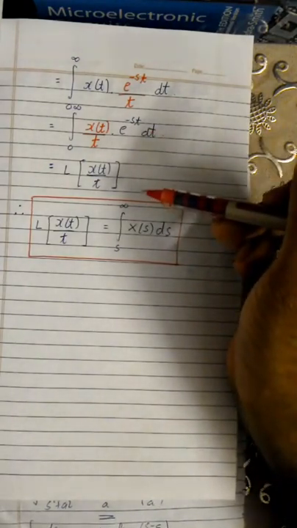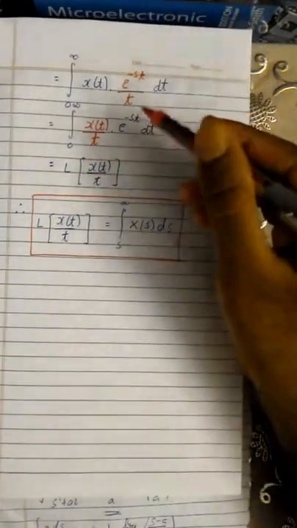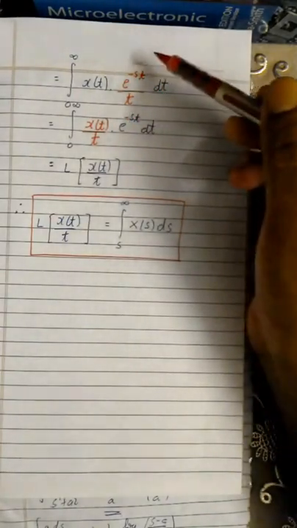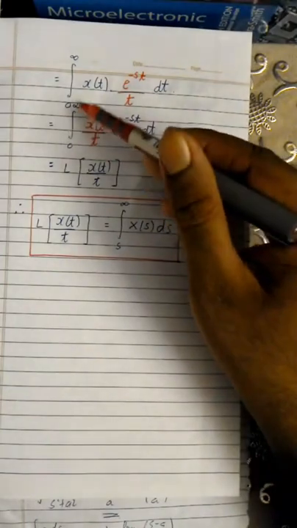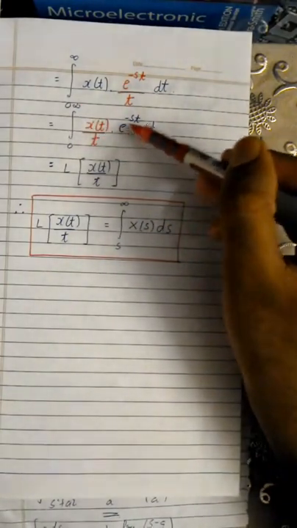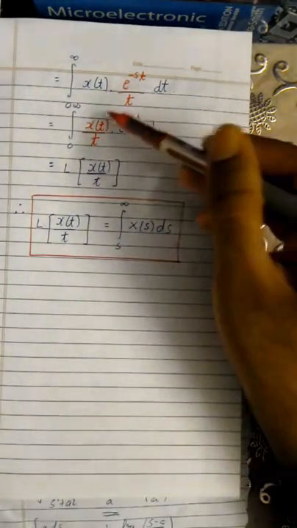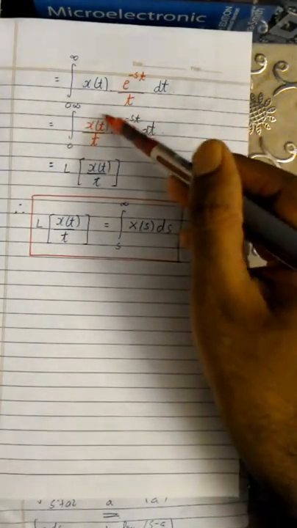You know the equation for the Laplace transform is the integral from 0 to infinity of x of t e raised to minus st dt. Here it is the integral from 0 to infinity of x of t by t into e raised to minus st dt. So this is nothing but the Laplace transform of x of t by t.